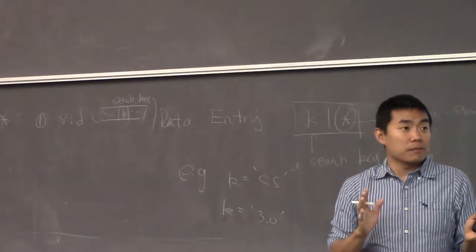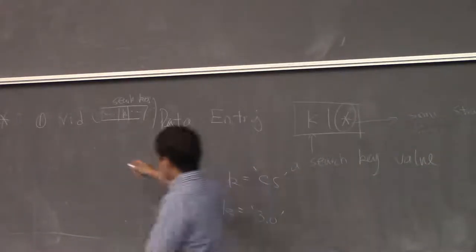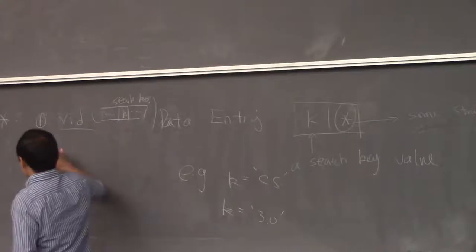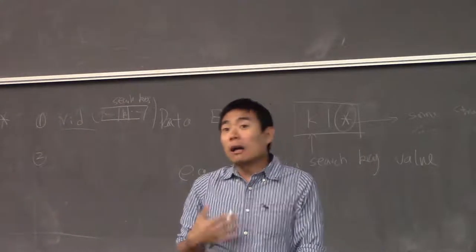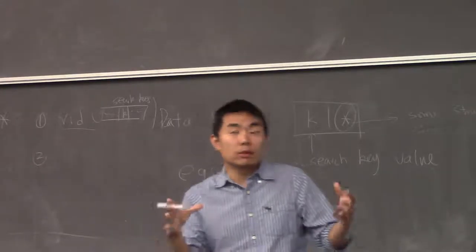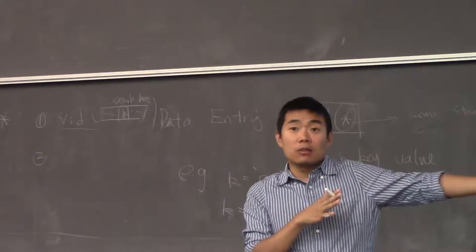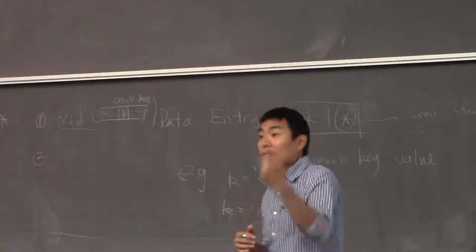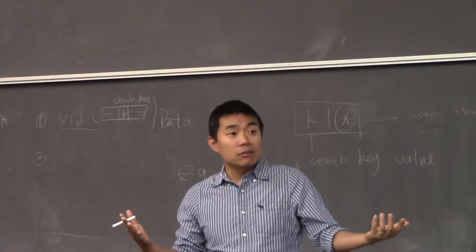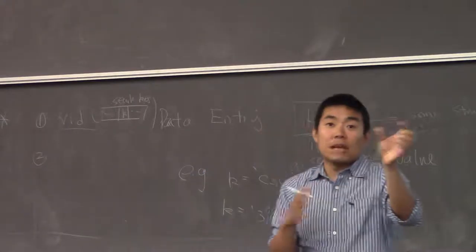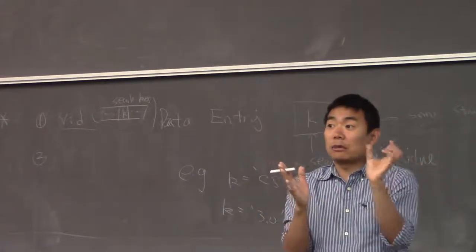Is that clear? Okay, so that's one possible choice. What is another possible choice for the data entry? Well, it is a structure that allows you to retrieve records with the search key value k, right? So instead of a single record RID, I could also use a set of RIDs, because many records may share the same search key value k.